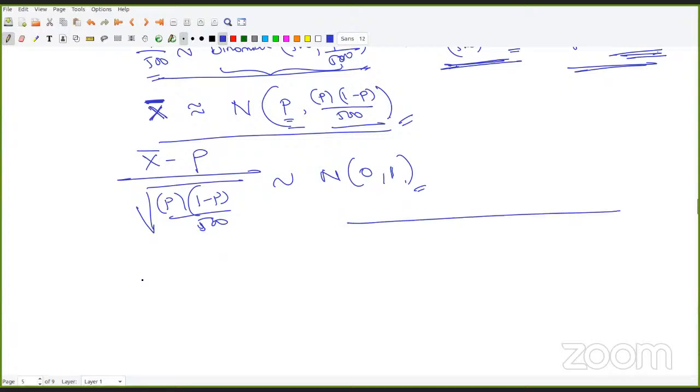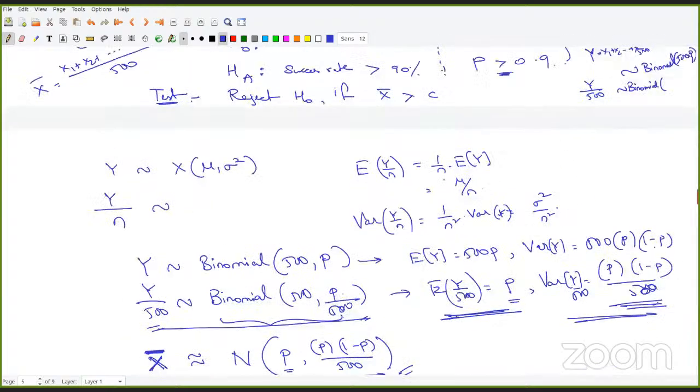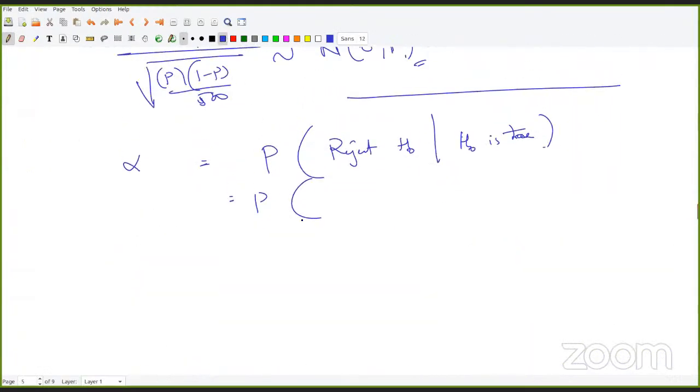Now the actual computation part starts. We are interested in finding the value of C. The probability that we reject H naught given H naught is true. So when are we going to reject H naught? When x bar is greater than C. H naught is true means p is 0.9. So from here, what are we going to get?